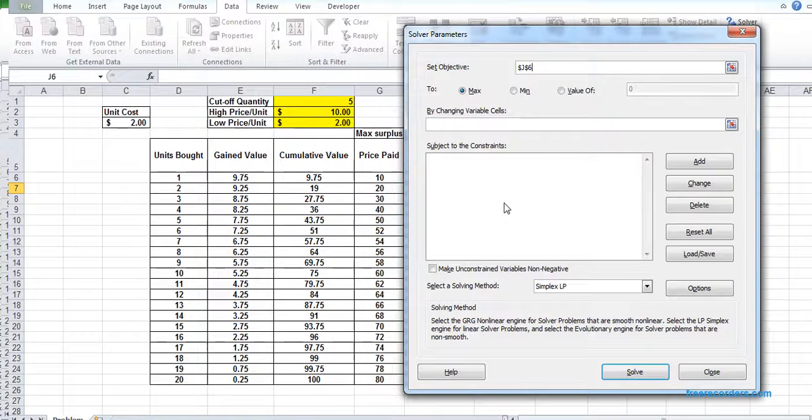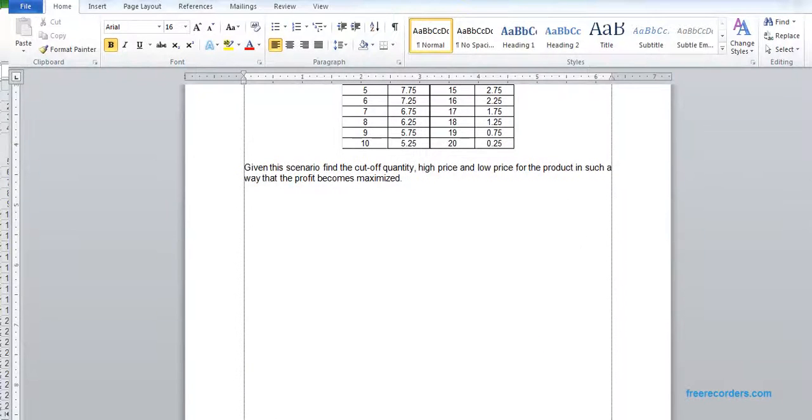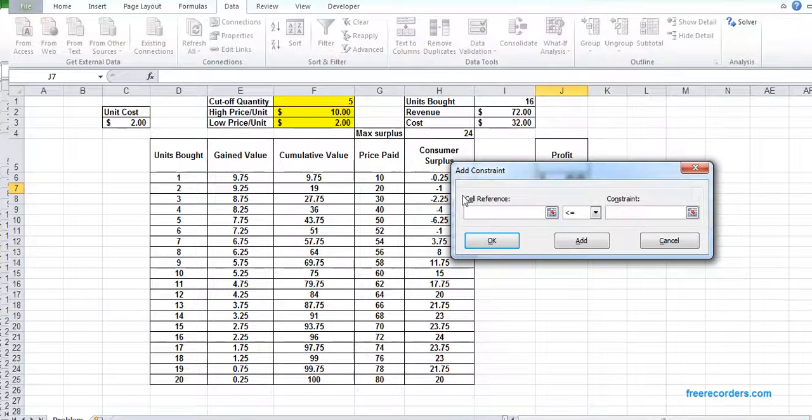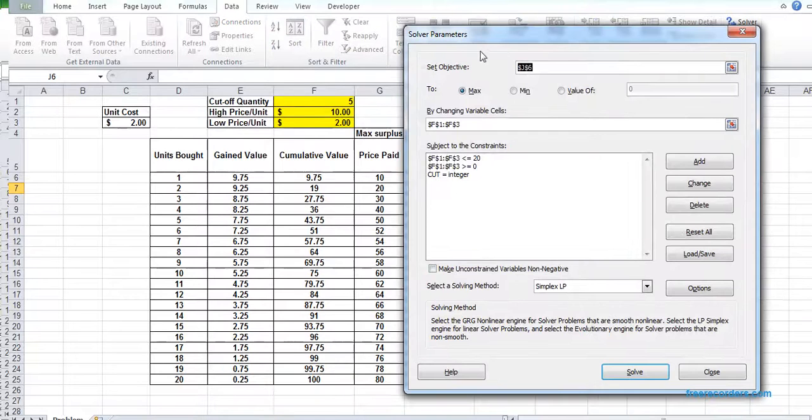By changing these three variables. Now we have some extra assumptions, that all these data should be between 0 to 20 and the cutoff quantity should be integer. So all these values should be greater than or equal to 0, the cutoff should be less than or equal to 20, and the cutoff should be integer. So we add those constraints.